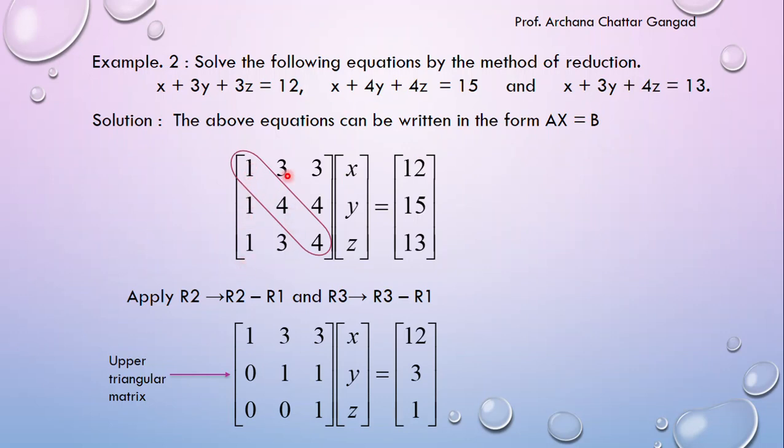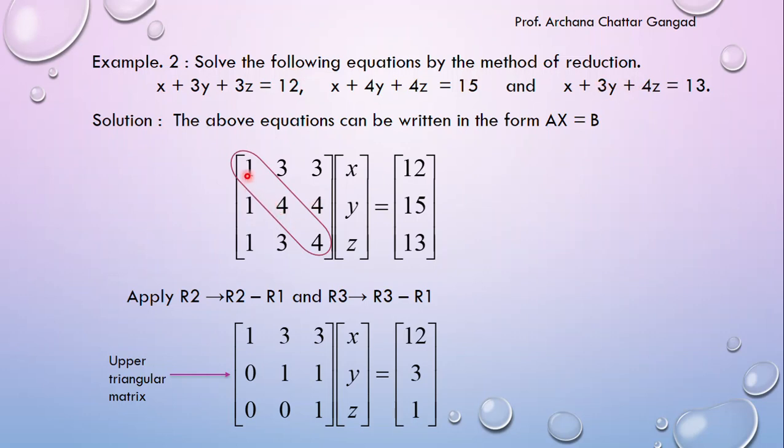In the second column, we have to write the coefficient of the y variable, and those coefficients are 3, 4 and 3. In the third column, we write the coefficient of the z variable, and those numbers are 3, 4 and 4. Next is the variable matrix, that is x, y, z, equal to the right hand side constant values given to us in the equations, that is 12, 15 and 13.